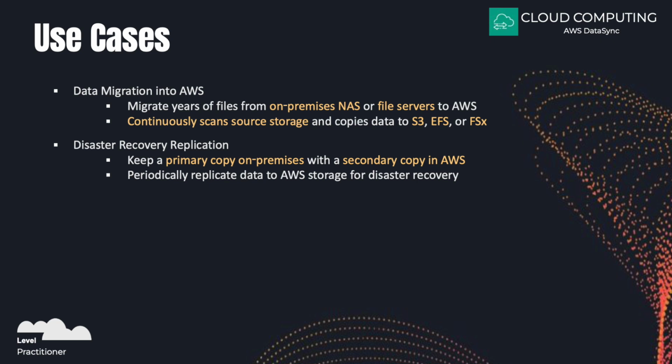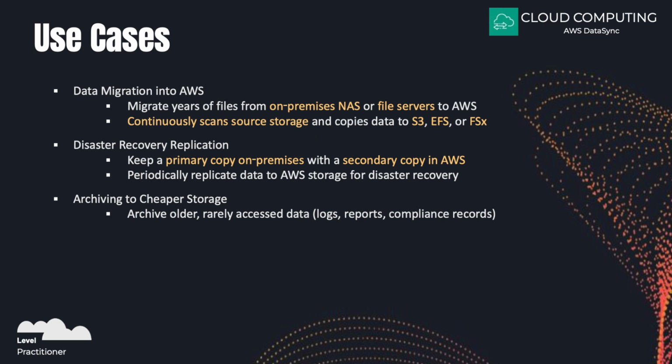The third case is archiving older data to cheaper storage. For example, you might have logs, reports, or compliance records that you rarely access, but you must keep them for several years. With DataSync, you can move this older data into Amazon S3 and then apply lifecycle policies to transition it over to a lower cost storage class, like S3 Glacier. This reduces your cost while still meeting your retention requirements.